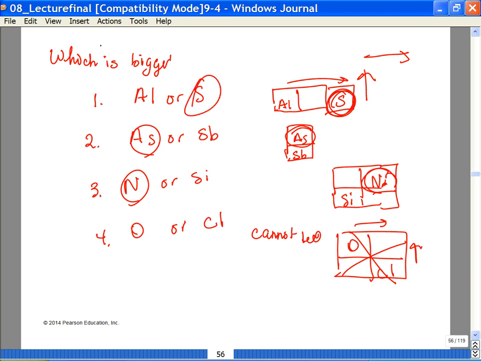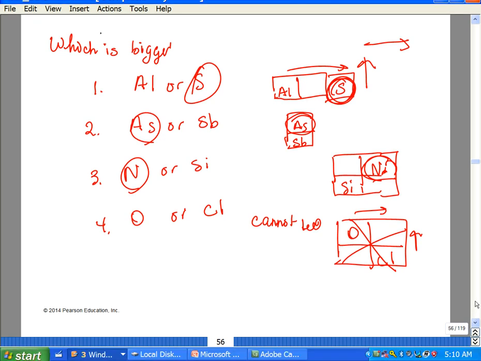So that was removing an electron. What about putting an electron on, acquiring or gaining an electron? That's next.